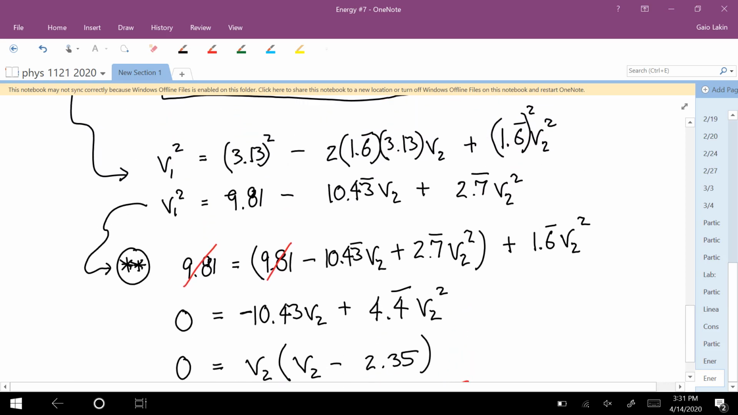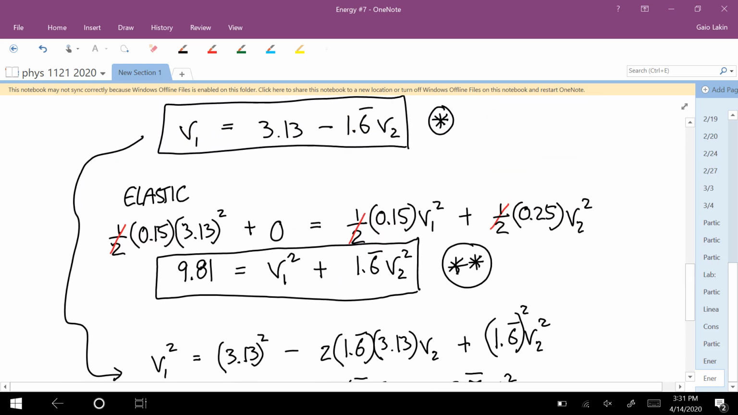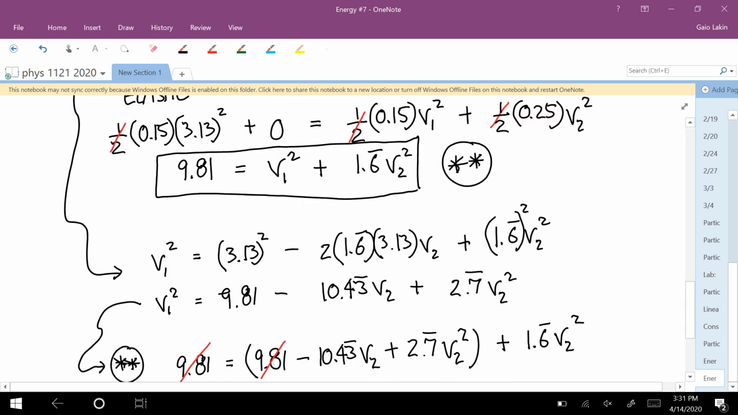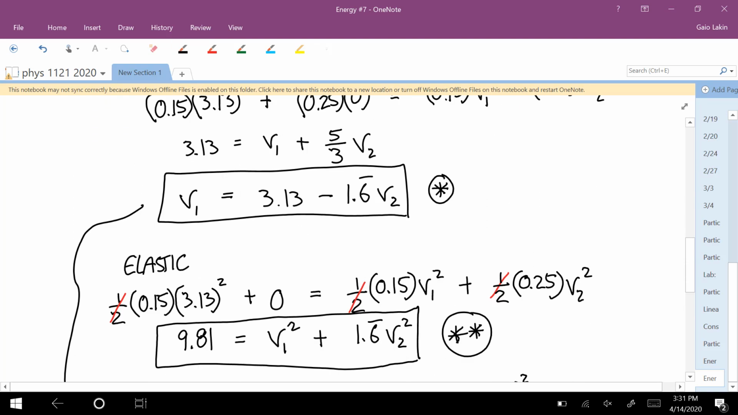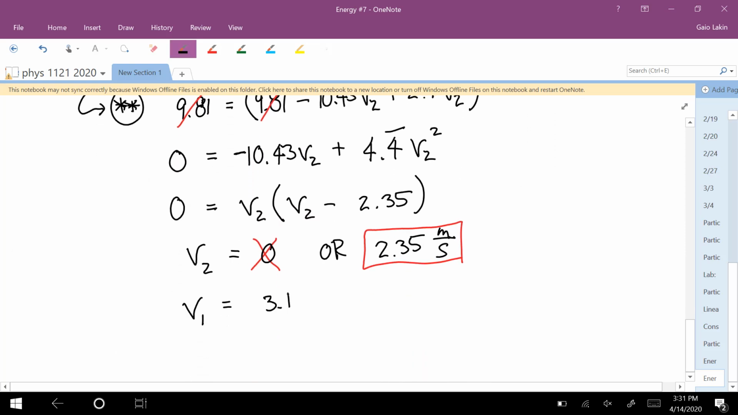Now we can plug that into the easiest equation we can find to figure out what v1 is. I guess that's equation star. So v1 is equal to 3.13 minus 1.6 repeating times v2, which is 2.35. And you get that v1 after the collision is negative 0.78, or 0.79 if you round it.